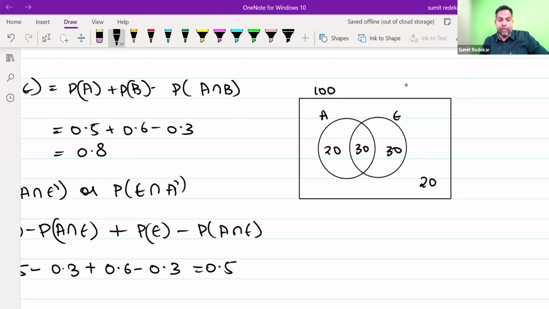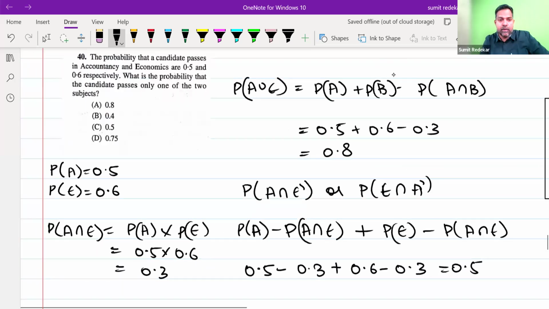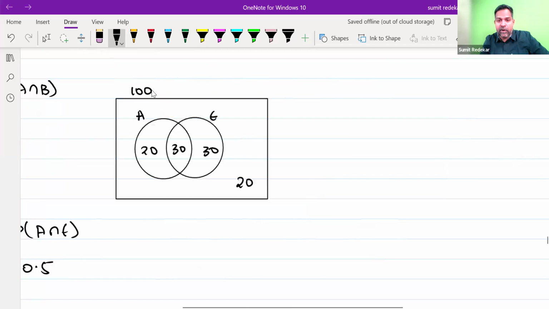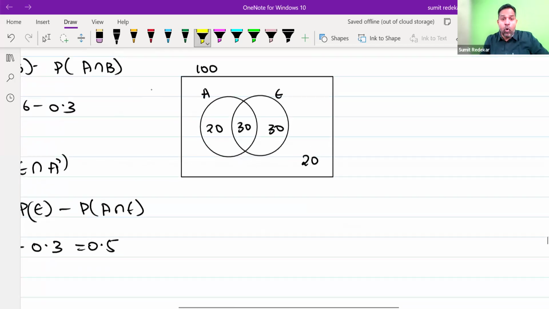What you want from me is passes one paper. Only one. Only one meaning passes only accounts and only economics. That's 50 out of 100, and 50 out of 100 is a 0.5.